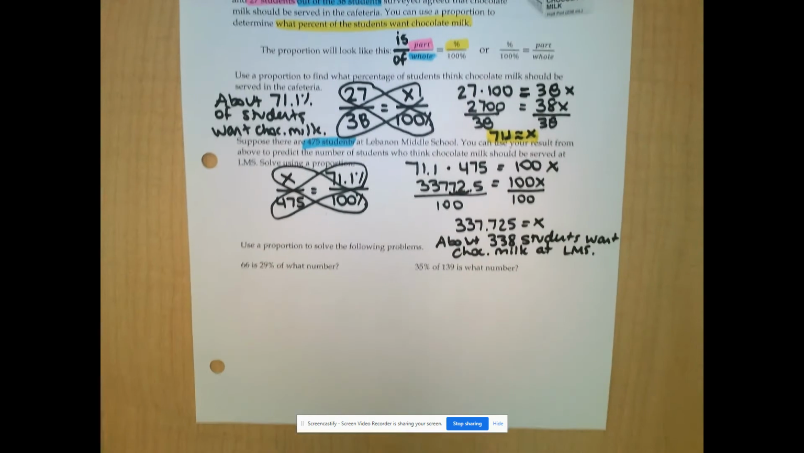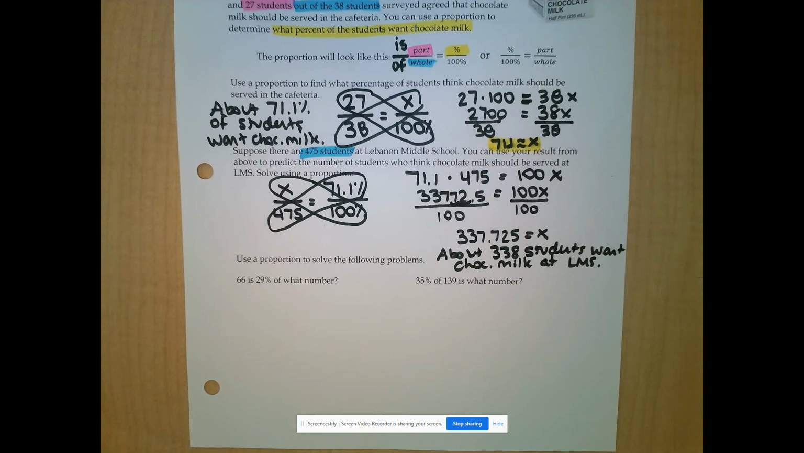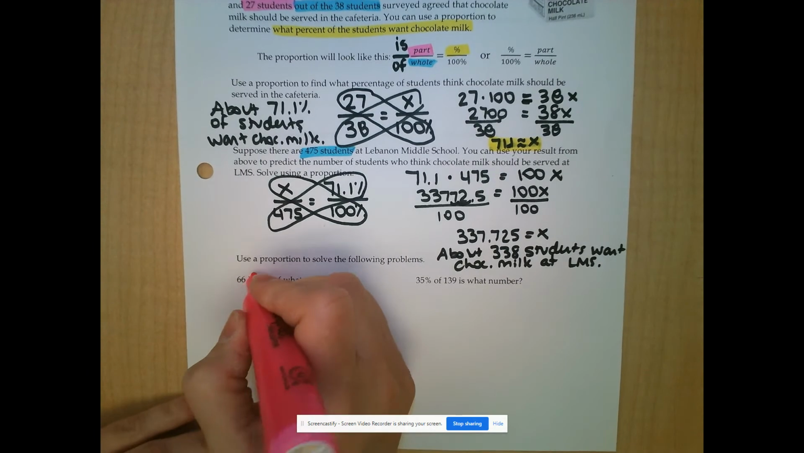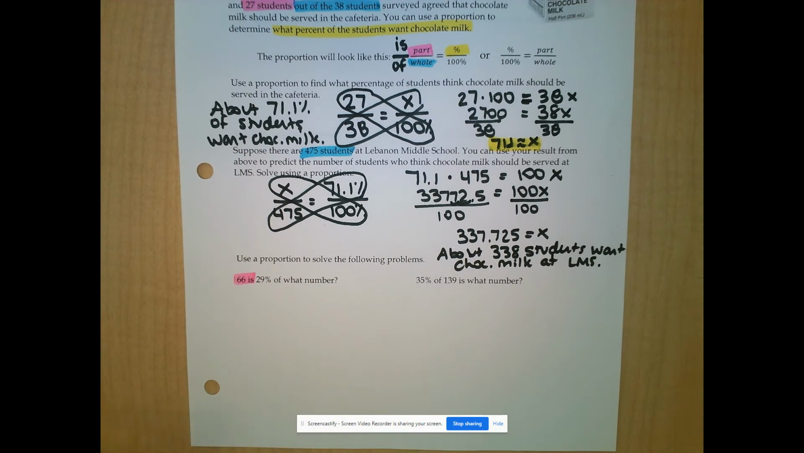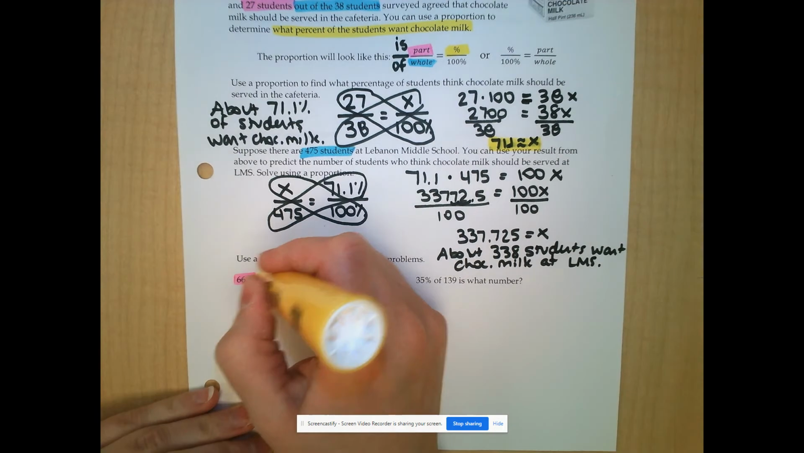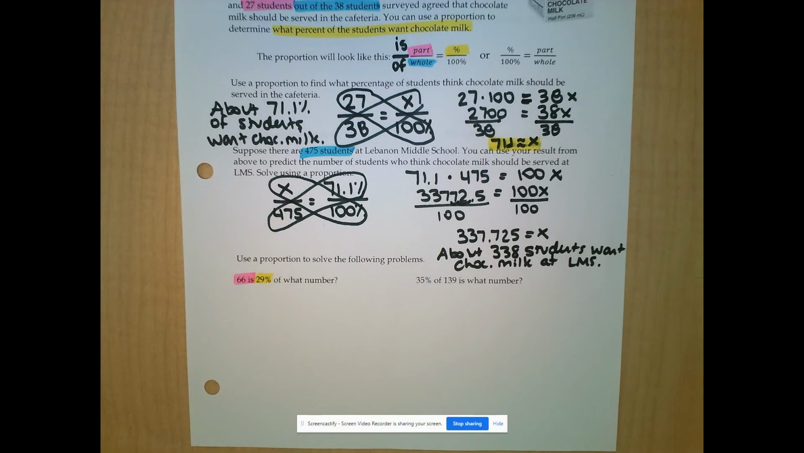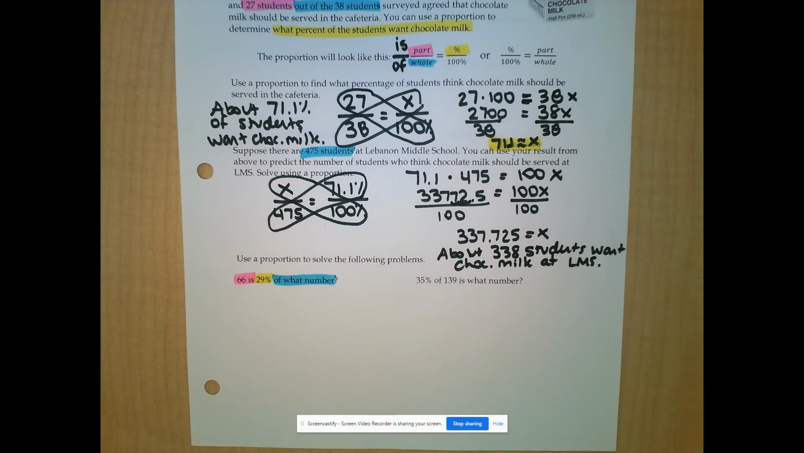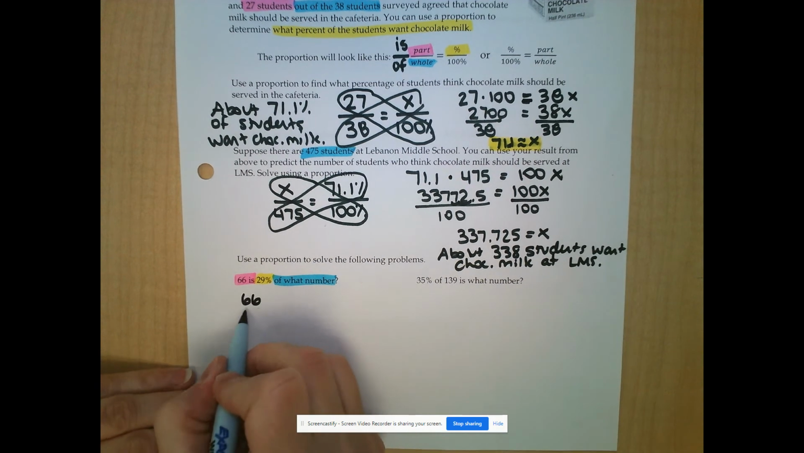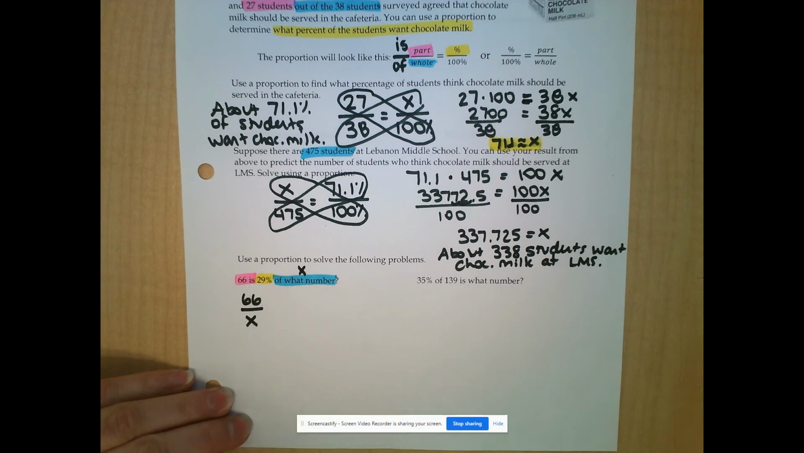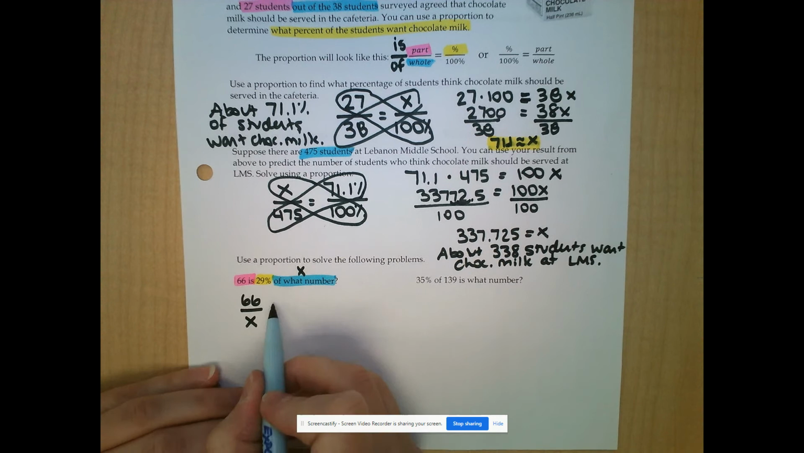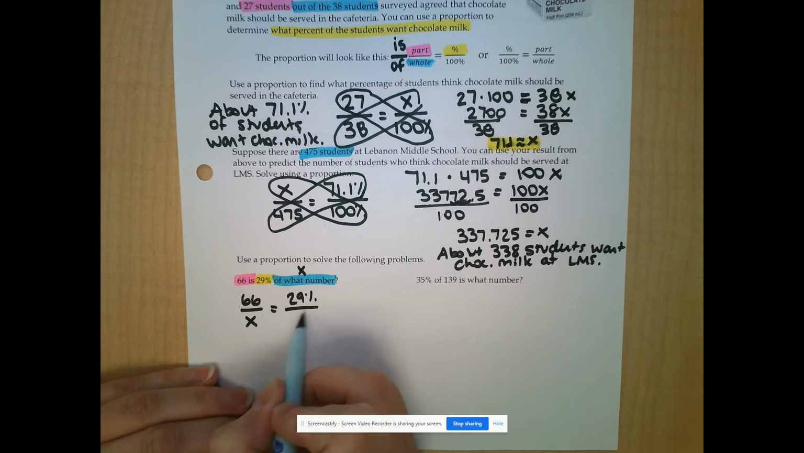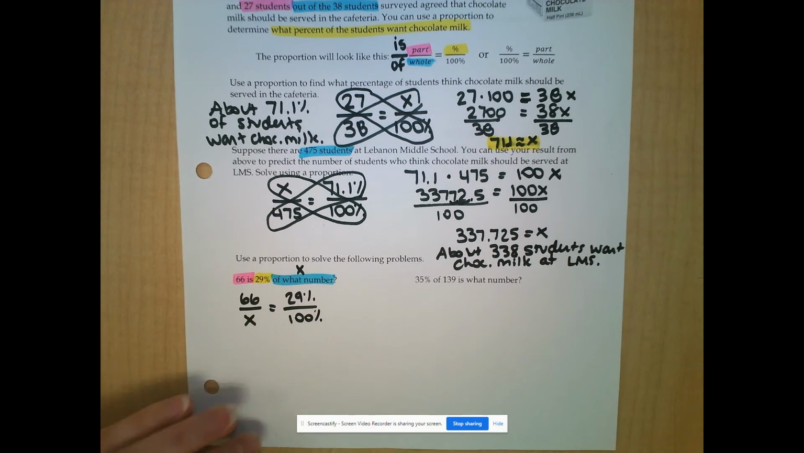Use a proportion to solve the following problem. So here's where that "is over of" part comes in. 66 is 29%. Okay, that's got a percent symbol. That tells me it's a percent. And then of what number? So the thing we don't know in this case is the "of" number. So the "is" number, the part 66 is, will go over x because we don't know what it is out of. And then on the right, 29%, always out of 100%.